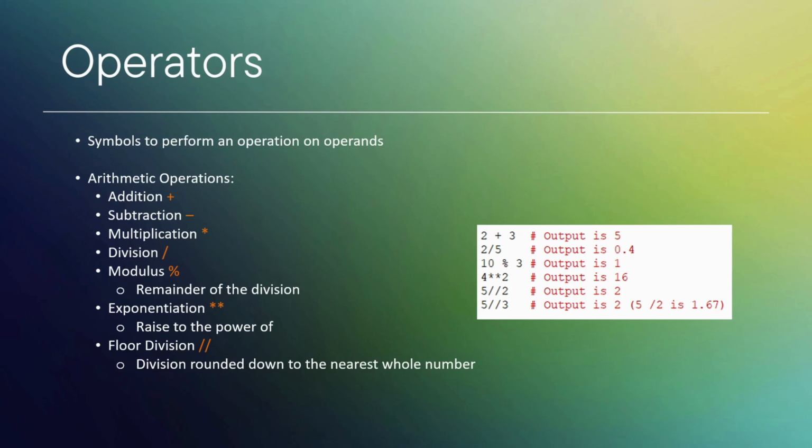Similarly, if we look at the last example, 5 double slash 3, 5 divided by 3, according to floor division, the output is 1. Even though 5 divided by 3 is 1.67, it will give us an output of the lower one.